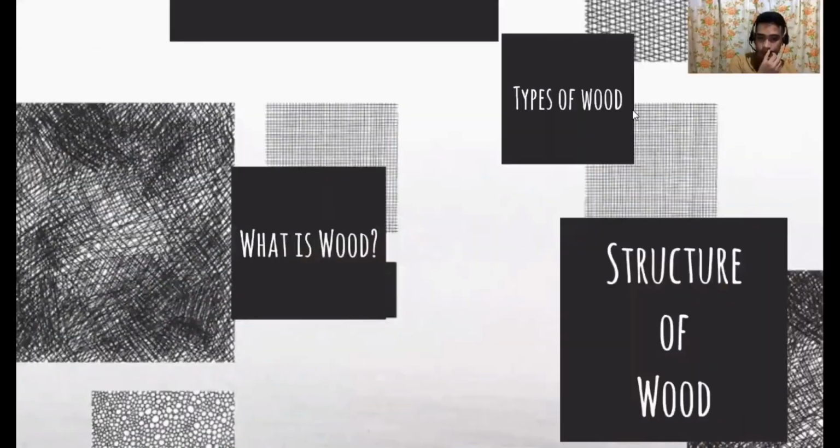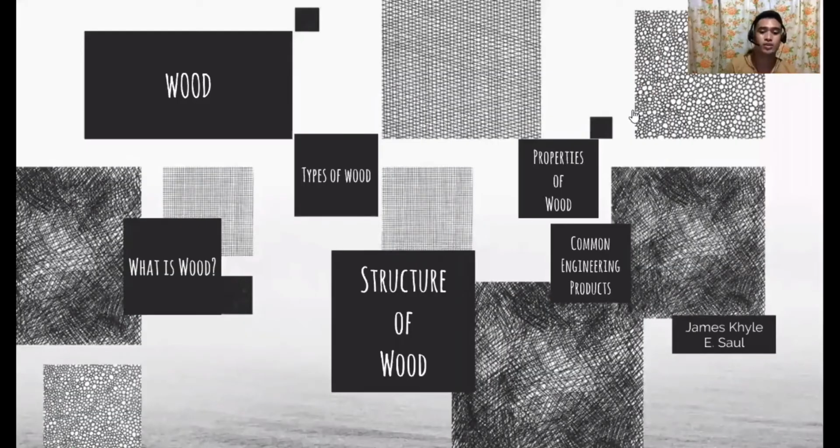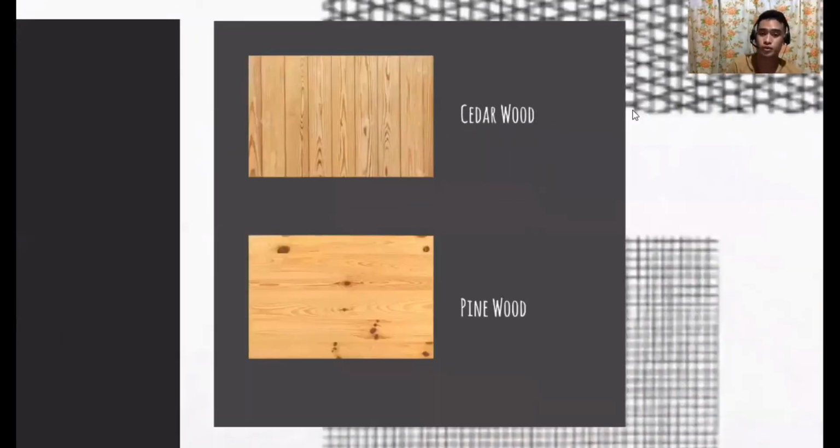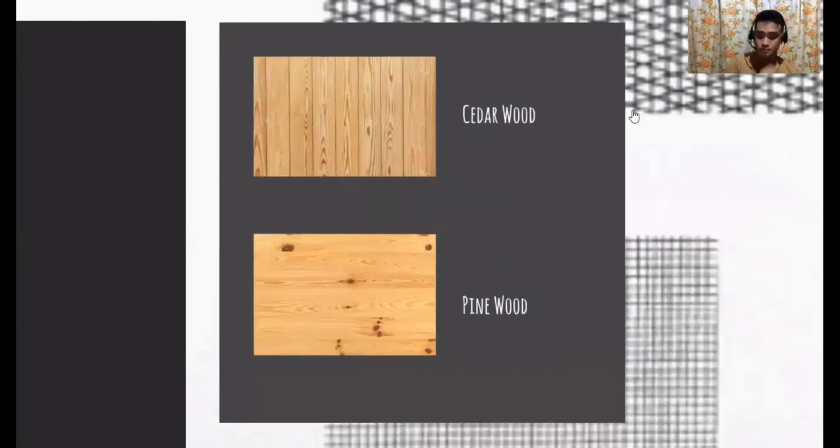So next is the types of wood. The types of wood are categorized into two: the softwoods and the hardwoods. Softwoods are coniferous and include spruces, pines, and firs. These trees generally retain their needle-like leaves throughout the year. For example, the cedar and the pine woods are examples of softwoods.